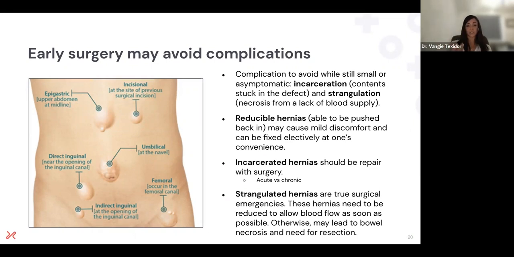And usually they're incarcerated or strangulated because it's a very small defect. So you're going to feel a tense round shape there, or like a tense protrusion.